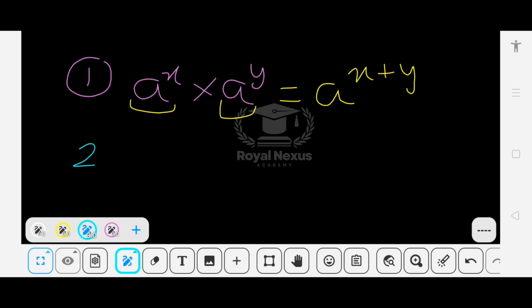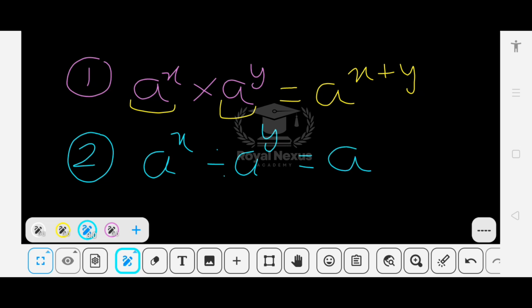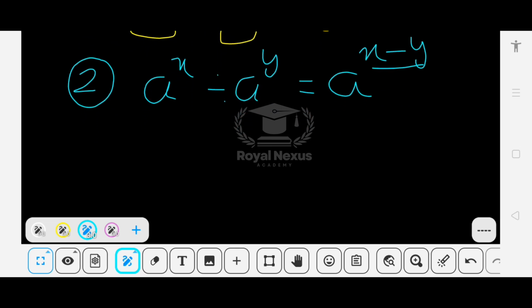Similarly, the second law states that when a raised to the power x is divided by a raised to the power y, it will be a raised to the power x minus y. So whenever the bases are the same and they are being divided by each other, the powers will always be subtracted. This is the second law of power, that is called the division law.